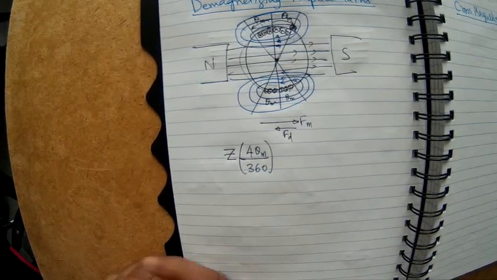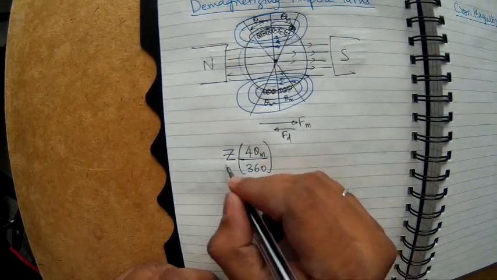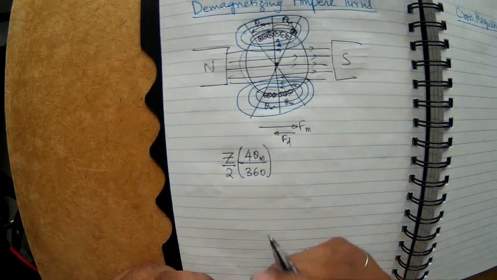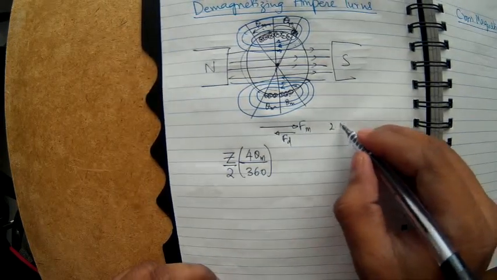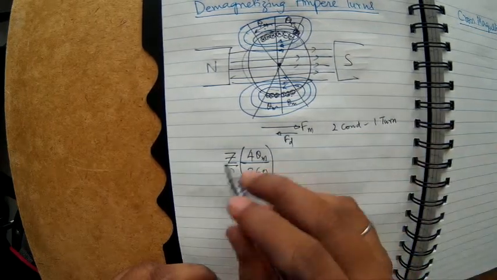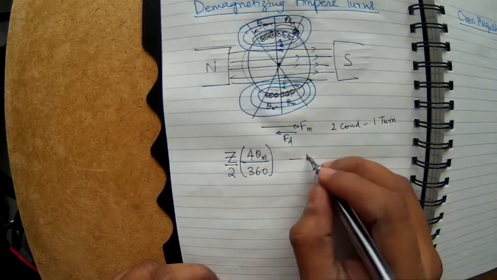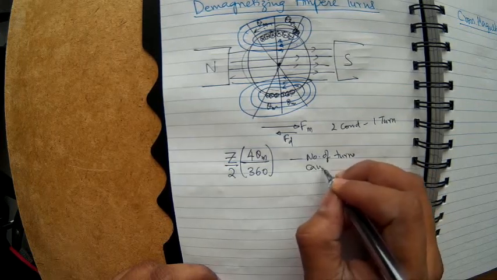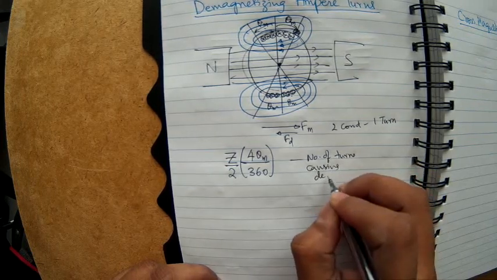So these are the conductors. If I divide by 2, I get the turns, because 2 conductors form 1 turn. So this is the number of turns causing the demagnetization effect.